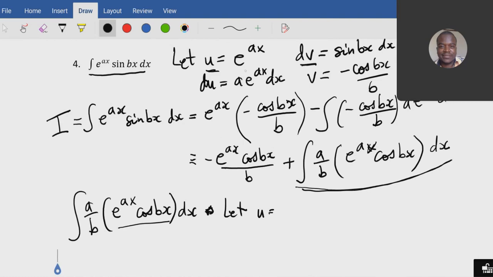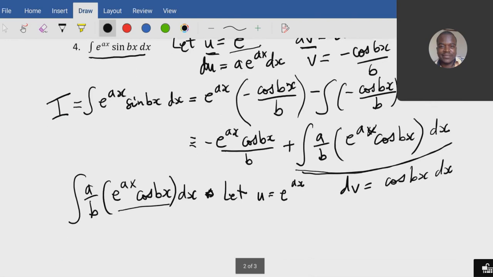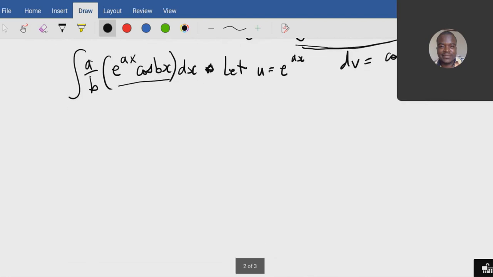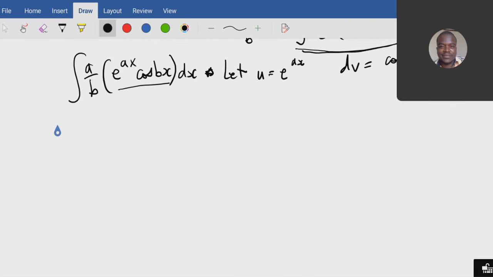So if for the first case we let our u be equal to e to the ax, for our second integration by parts we have to use the same logic. That's u equal to e to the ax, and our dv equal to cos bx dx, right? The reason why is that if you switch the substitution, it might make the entire thing even more complicated, or you might even get stuck at some point. So it's always better to stay consistent and use the same substitution that we used before, especially when you have an integration by parts within another integration by parts.